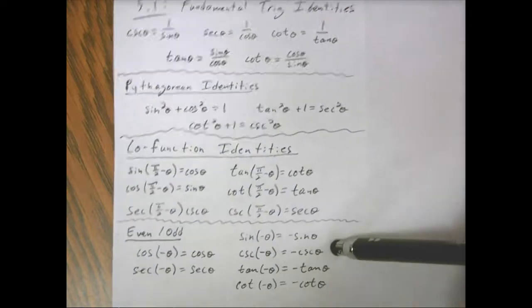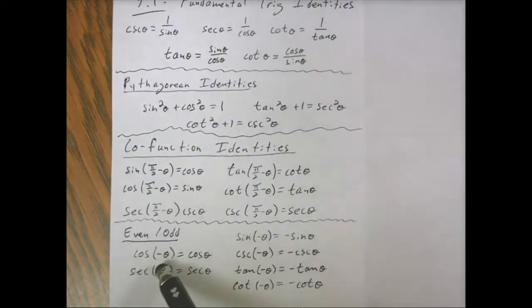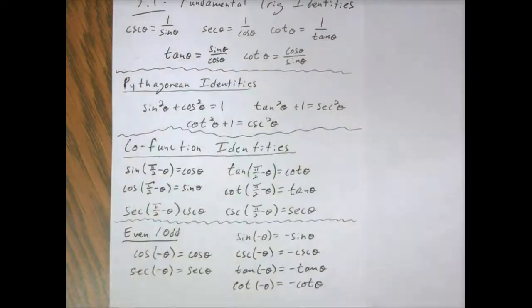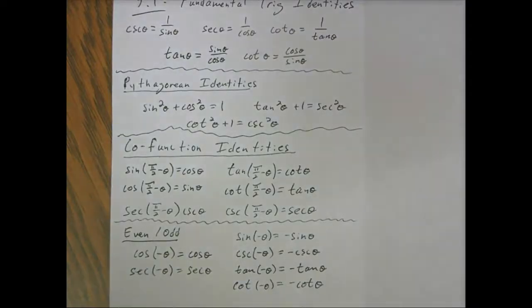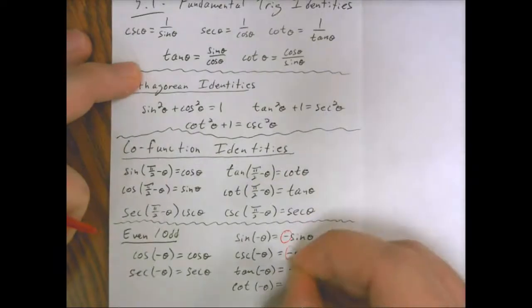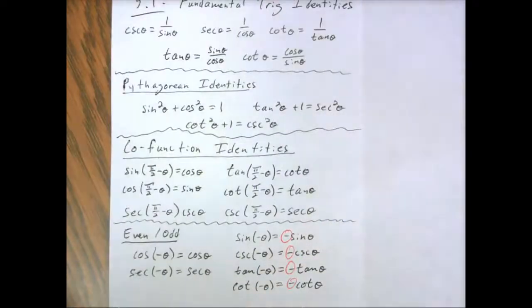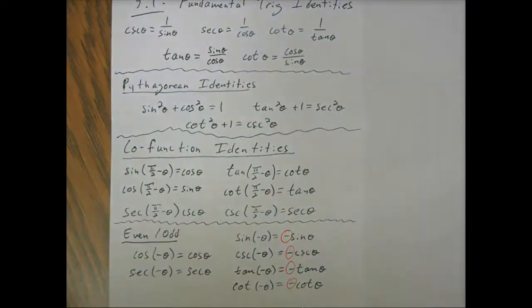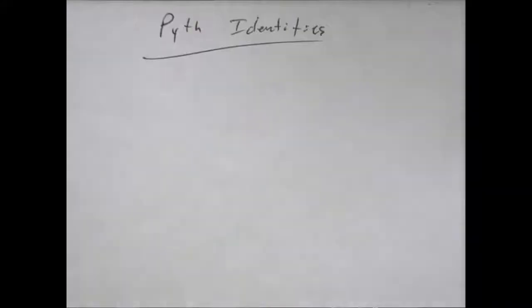Even odds, this is talking about your symmetries. Notice with cosine, if you have cosine of a negative angle, it's just cosine of that angle, or secant, same thing. Here, notice you have negatives on the outside. Cool. Now I'm going to show you guys those shortcuts I was talking about.